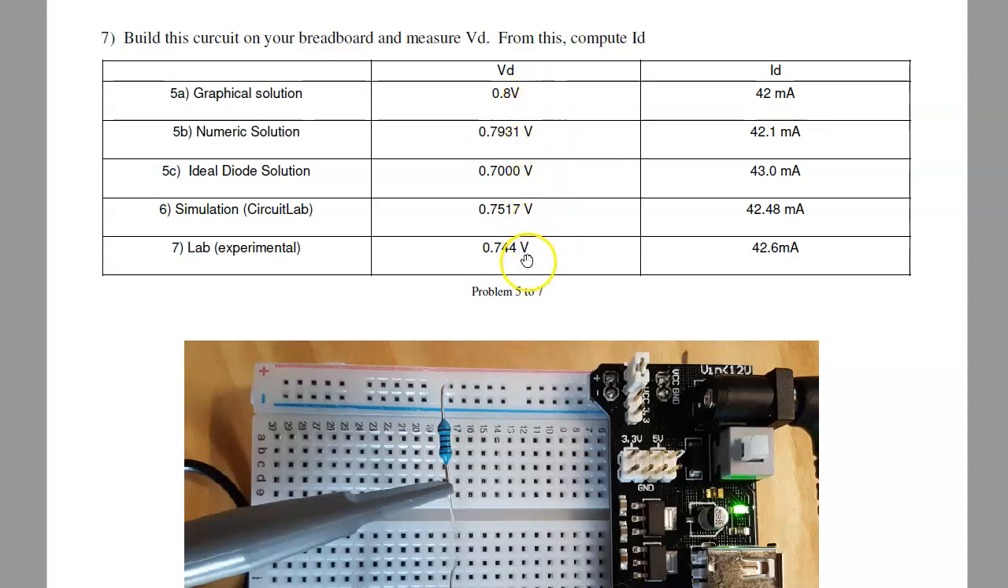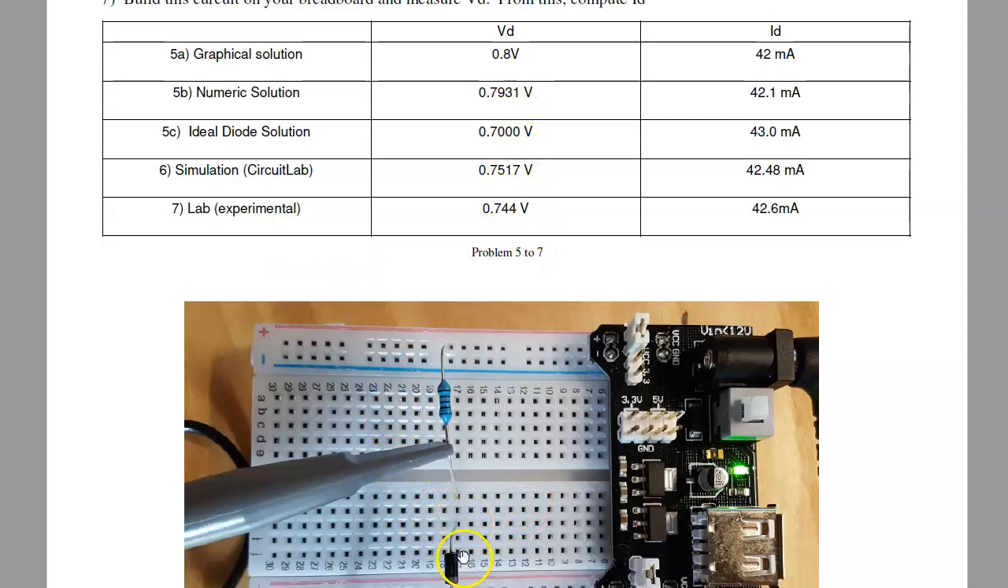They're similar, but they're all slightly different. That's typical when you have diode circuits. Each one takes a slightly different assumption. The actual experiment is what you care about. This is the actual current. The simulation uses a mathematical model. The ideal diode uses a simplified model. Nothing in nature is going to be nice and round like 0.7000. Numerical solution uses a different model. So again, you're going to have similar answers.